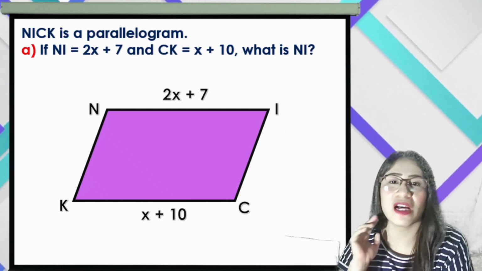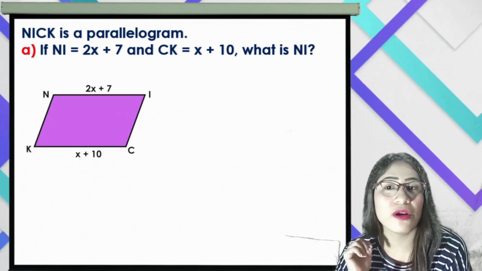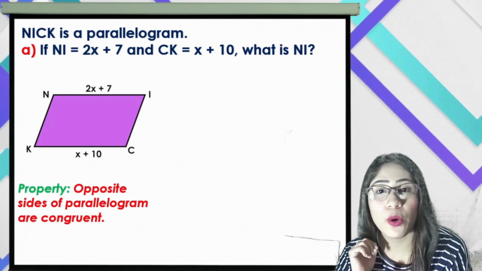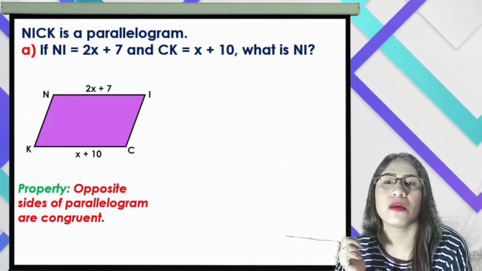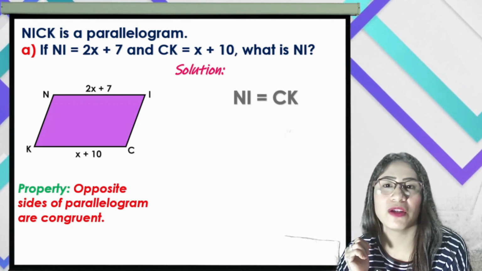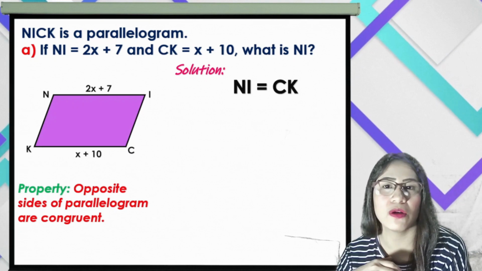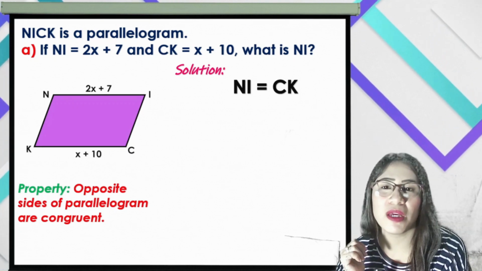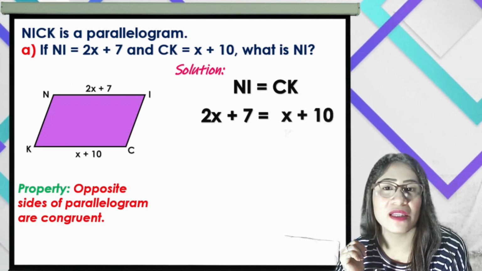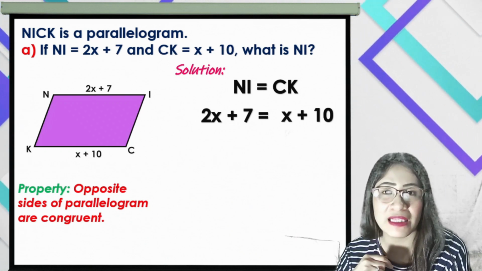So si NI at saka si CK, they are opposite sides of a parallelogram. So therefore, the property involved in this problem is the opposite sides of a parallelogram are congruent. So they have the same measure. So NI is congruent to CK. So the measurement of NI is equal to the measurement of CK. Since ang measurement ni NI ay 2x plus 7, and then si CK ay x plus 10, magkakaroon tayo ng equation na 2x plus 7 is equal to x plus 10.